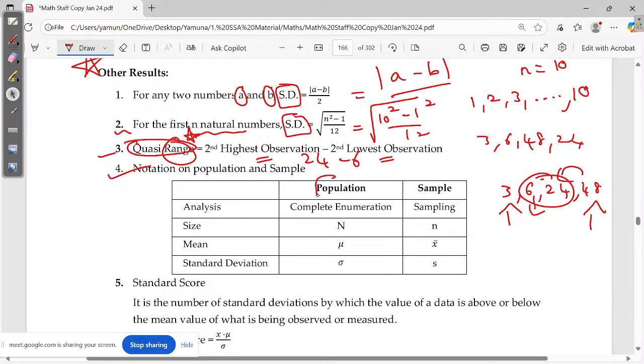Then already we have done this one. You remember? For the population and for the sample, for size, we represent it as capital N. Here we represent it as small n. For mean, it is x bar here. Here it is mu. How do you pronounce this? Mu. Cat sound. Mu. Okay. Here standard deviation is small s. Sigma. The analysis we follow here is called sampling. So sampling errors and all these things will be covered. Here is complete enumeration.